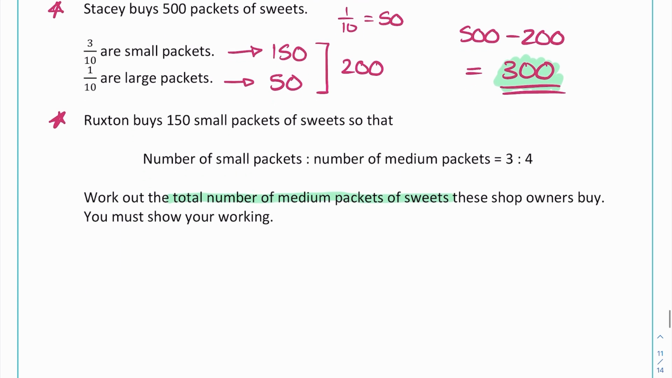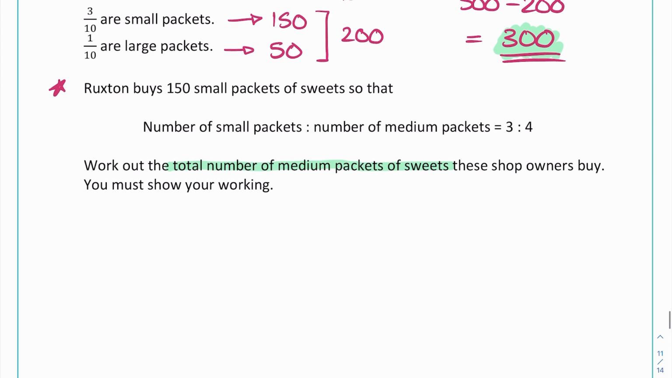So Ruxton buys 150 small packets, so that the number of small to the number of medium is 3 to 4. So a little bit of a different scenario here because we have small to medium, and that is 3 to 4. So we've got a slightly different form of ratio here because we are told that the small packets, or underneath the 3 here, is 150. And how do we get from 3 to 150? Well, on the calculator, 150 divided by 3 is 50.